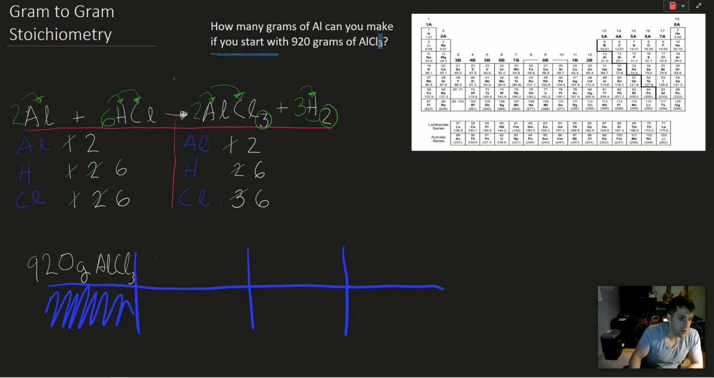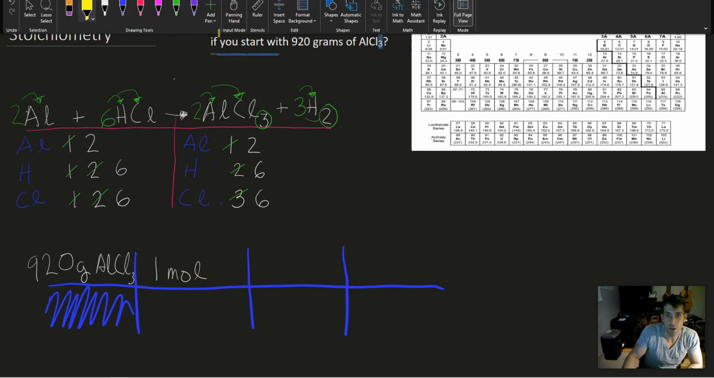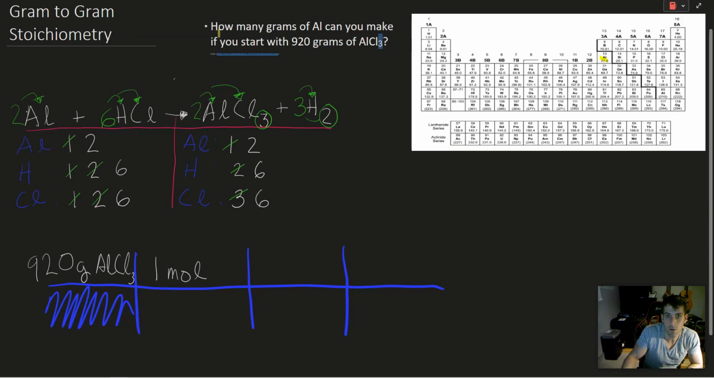We need to convert this to moles. In 1 mole of aluminum chloride, we need to look at our periodic table here, and I'm going to try to highlight which ones we're looking at. So we need to look at this aluminum right here. This bottom number is the atomic mass, and that is 27. We also need chlorine, and that's 35.5. In our problem we only have aluminum and chlorine, so we only need to concern ourselves with those 2.